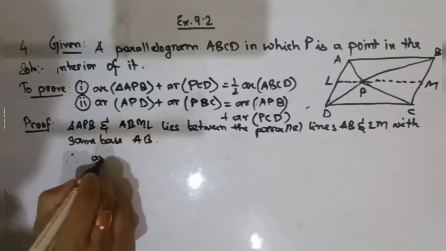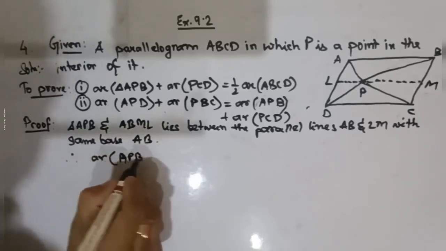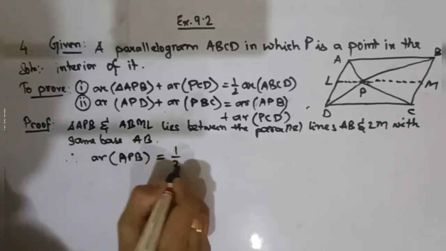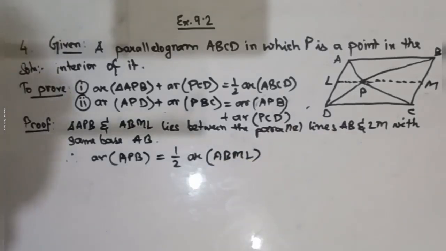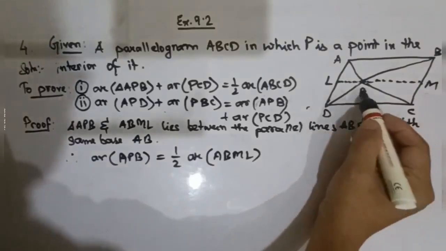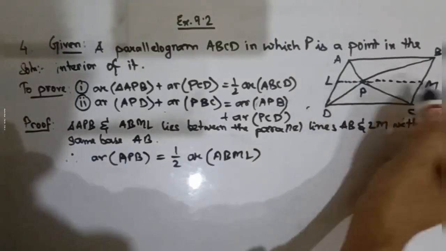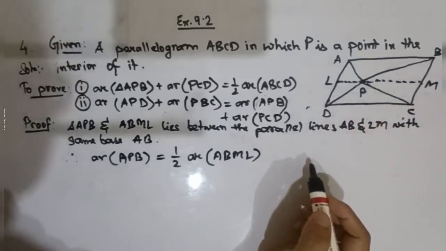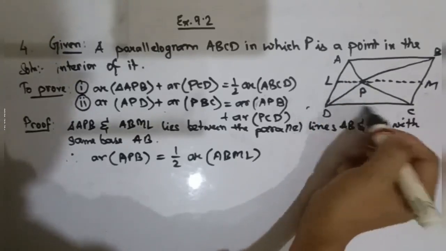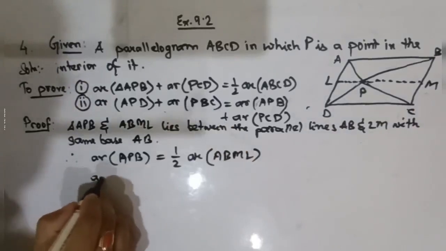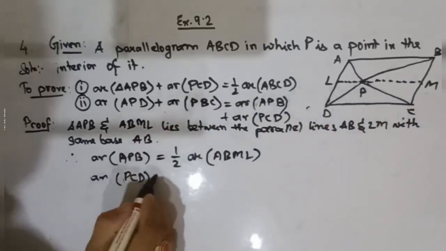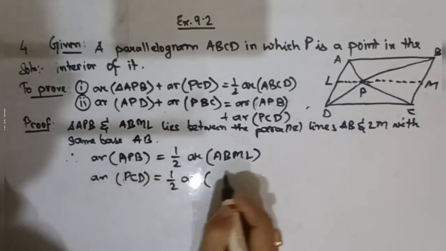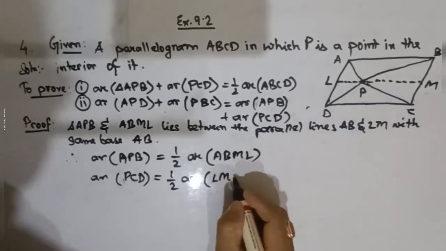Therefore, area of triangle APB is equal to half of area of the quadrilateral, that is parallelogram ABML. Similarly, if you observe triangle PCD and the parallelogram LMCD, these two figures lie between the same parallel lines and with the same base CD. So similarly, area of triangle PCD is equal to half of area of the quadrilateral LMCD.